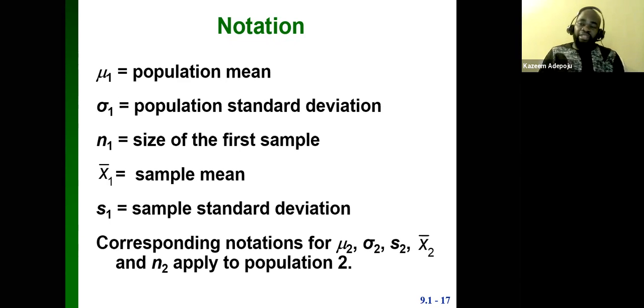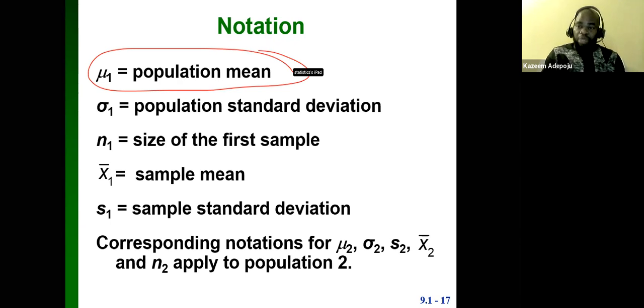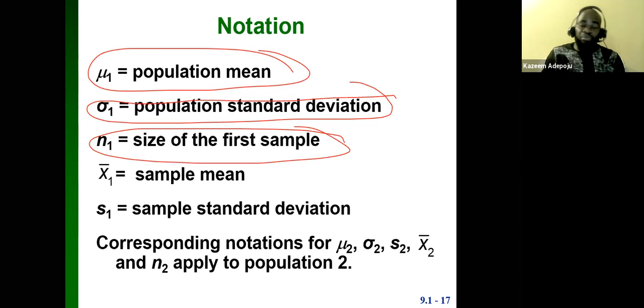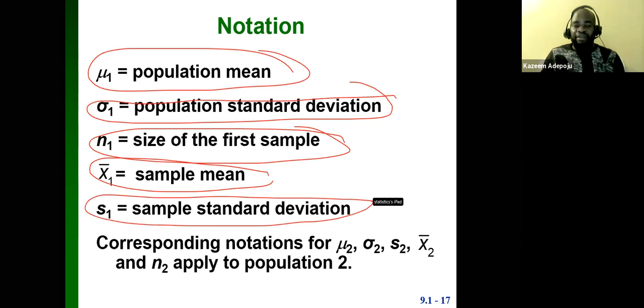We are taking a sample from two independent populations. After that, what we want to compare is the mean of the first population with the mean of the second population. This here is the notation for the population mean, which is the true mean of the first population. This is the standard deviation, sigma 1. This is the sample size that will be randomly taken from the first population. And this is the sample mean, the mean that we obtain from the sample taken from the first population, and this is the sample standard deviation.